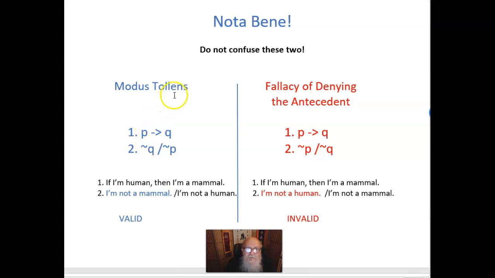In any case, here we have modus tollens. If P then Q, not Q, therefore not P, which is very different from if P then Q, not P, therefore not Q, right? It's the second premise where we have the big difference. If I'm human, then I'm a mammal. I'm not a mammal. I'm not a human. Valid. If I'm human, then I'm a mammal. I'm not a human. I'm not a mammal. Well, what if you were a whale or a dolphin or a puppy dog?